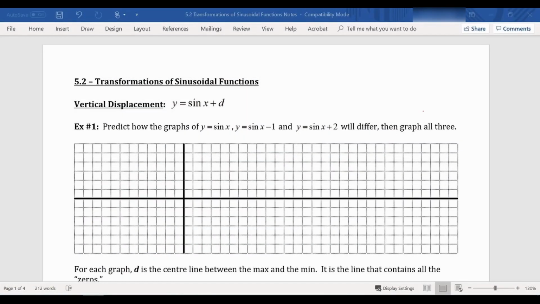Welcome to 5.2 transformations of sinusoidal functions. What that means is moving cosine and sine functions around in various ways, similar to chapter one's transformations. So we're going to start by looking at moving these graphs left, right, and up, down, and then we will be combining all our transformations together.